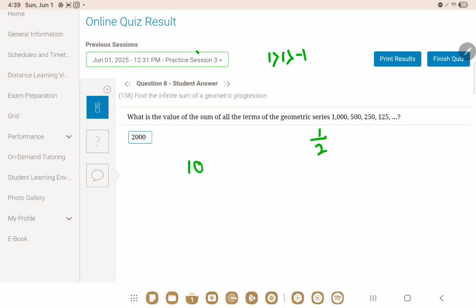So it's our first term, 1000, over 1 minus 500 over 1000, which is the same as 1 over 2. And you get this answer when you do it on your calculator. That's it. Let's move on to the next question.